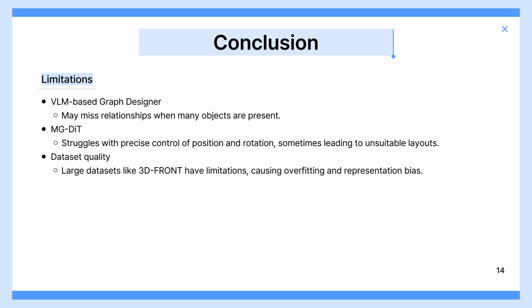Finally, the authors discuss several limitations. First, the graph designer relies on a vision language model. When there are many objects, the model may still miss some relationships. Second, MGDIT sometimes struggles to control position and rotations with perfect precision, which may result in slightly unrealistic layouts. Third, the dataset used for training, such as 3D-FRONT, contains imperfections that may cause overfitting or representation bias.